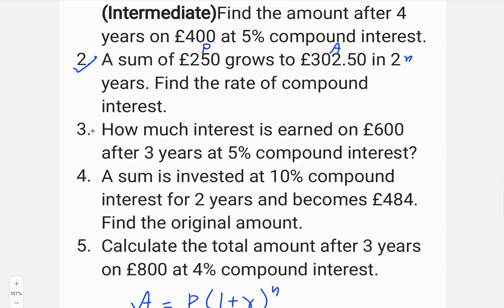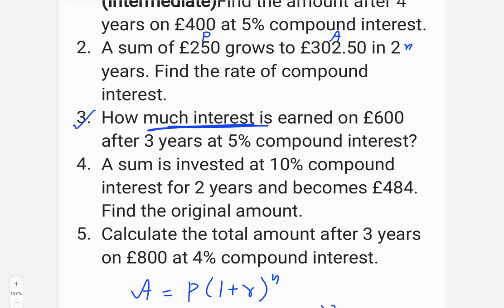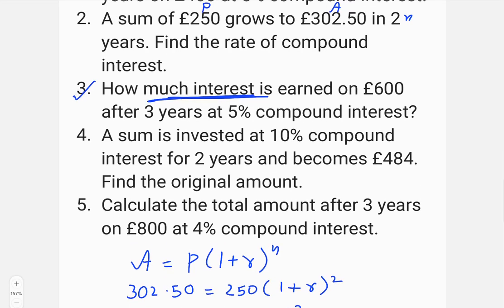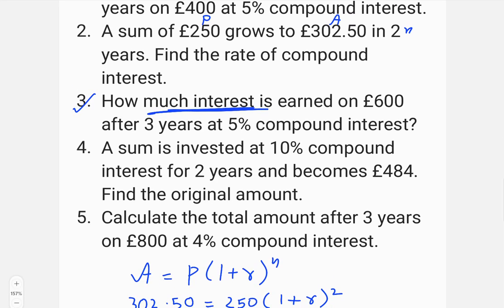Okay, now I want you to work out number 3, this one right here. How much interest is earned on 600 after 3 years at 5% compound interest? So you have to work out the interest here. Yeah, your answer for the amount is correct. Now, do you know how to work out the interest? Do we just have to take it away by 600?